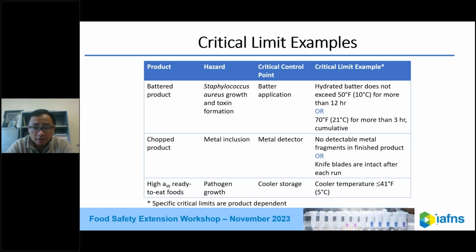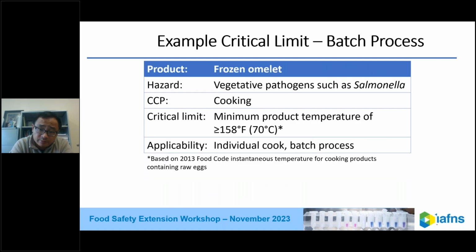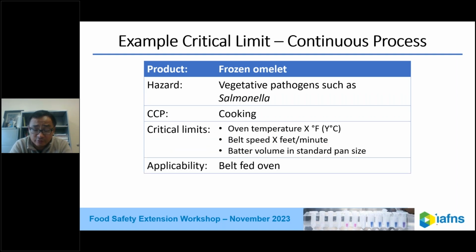Okay, here's some example for different options. Frozen omelet, everybody likes omelet. It's made of egg with some cheese. So what's the hazard? Salmonella. The critical control point is cooking, and the critical limit is to make sure the internal temperature is 70 degrees Celsius. The option is individual cook or batch process, cooking in a pan oven. However, we have to realize that frozen omelets can thaw during cooking, and the morphology could change. So it is difficult to test the internal temperature of each individual omelet.